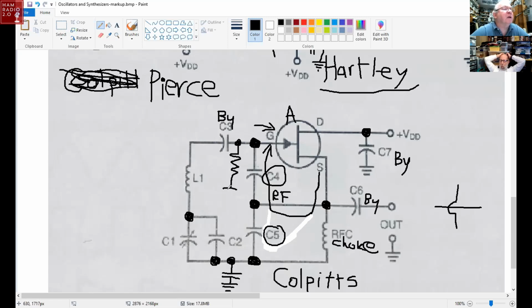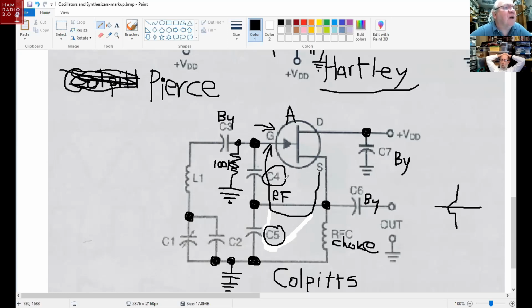This can be big, like megohm range or 100K. But we're not here to design amplifiers. We're here to design oscillators. But an oscillator requires an amplifier to work and a feedback path.